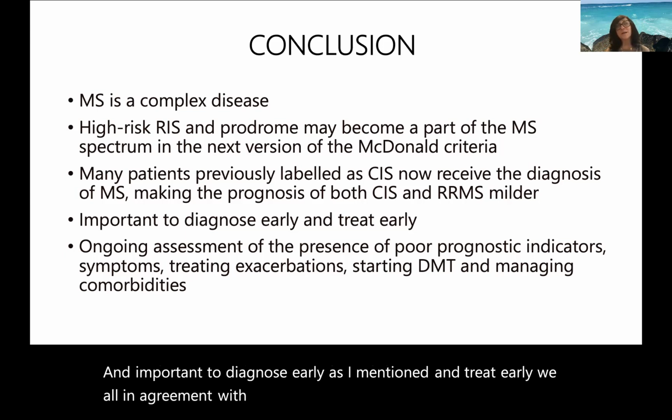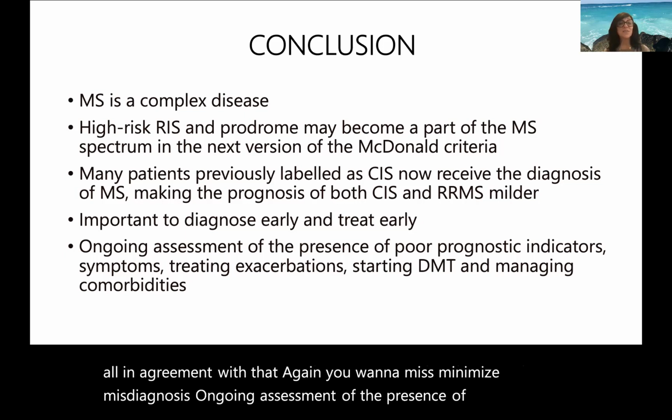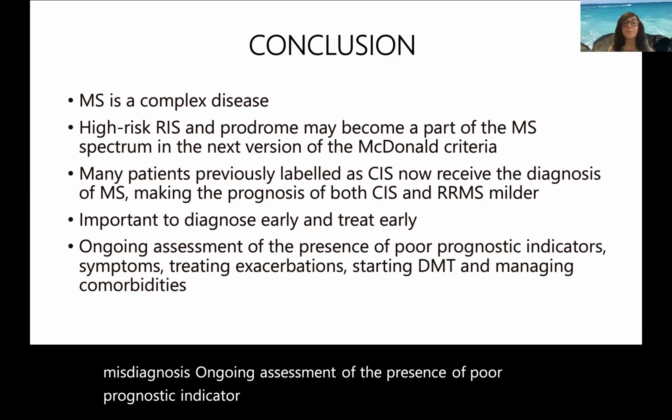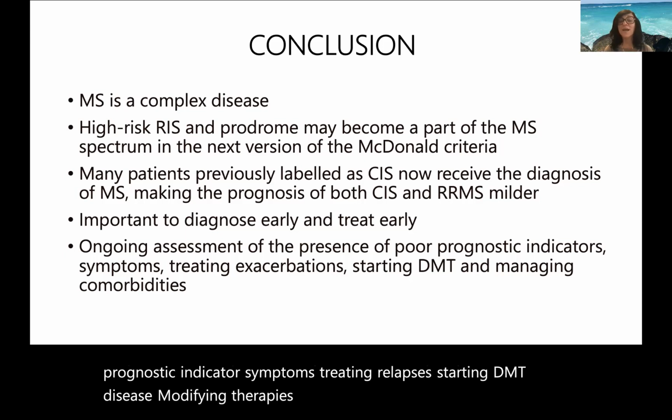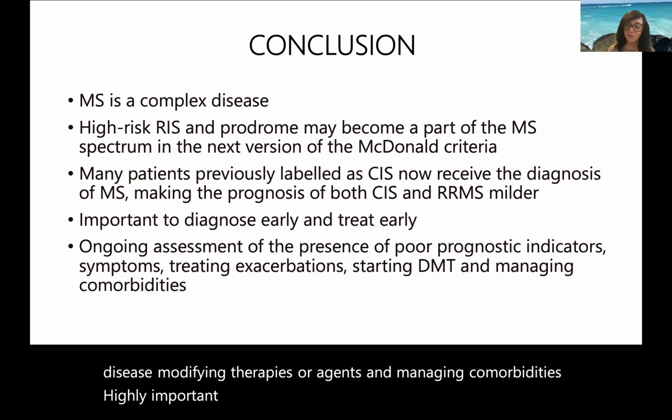Again, you want to minimize misdiagnosis. Ongoing assessment of the presence of poor prognostic indicators, symptoms, treating relapses, starting DMTs, disease-modifying therapies or agents, and managing comorbidities are highly important and critical in multiple sclerosis.